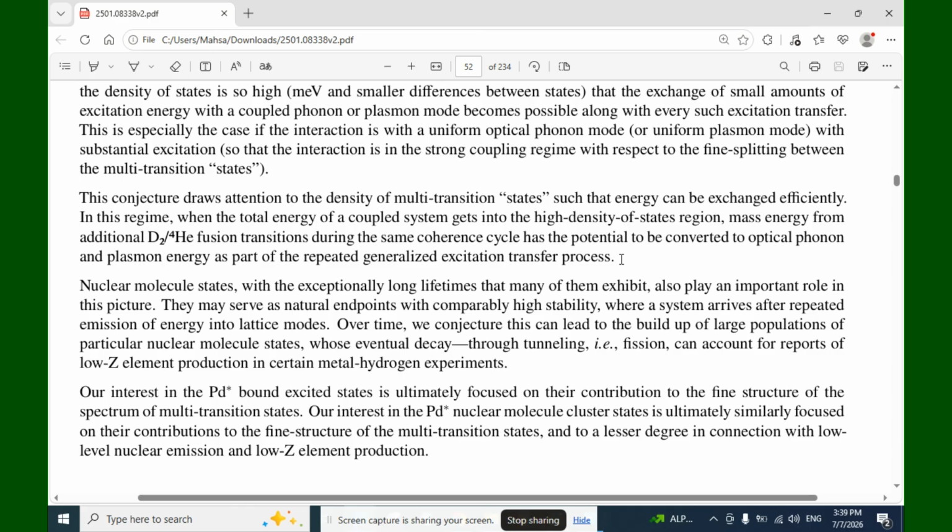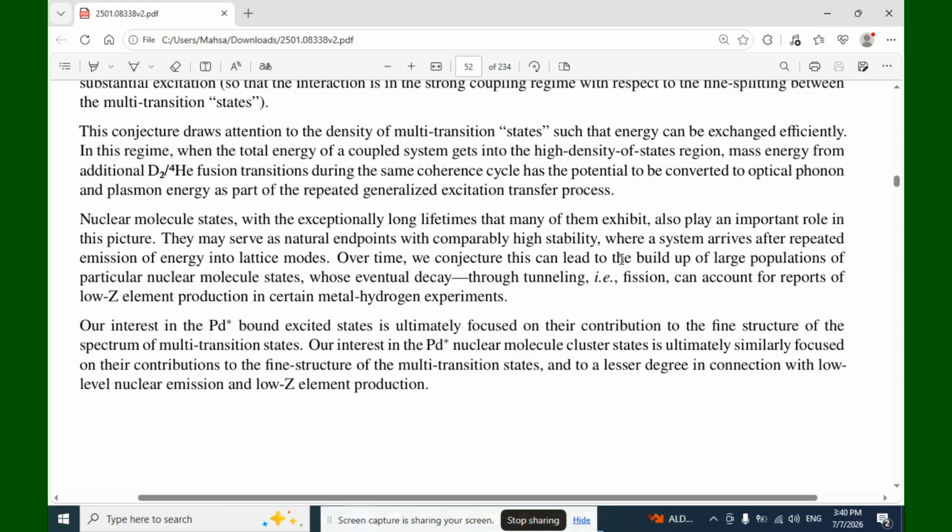Nuclear molecule states with exceptionally long lifetimes that many of them exhibit also play an important role in this picture. They may serve as natural endpoints with comparably high stability where the system arrives after repeated emission of energy into lattice modes. Over time, we conjecture this can lead to the buildup of large populations of particular nuclear molecular states whose eventual decay through tunneling, for example fission, can account for reports of lighter elements production in certain metal hydrogen experiments.